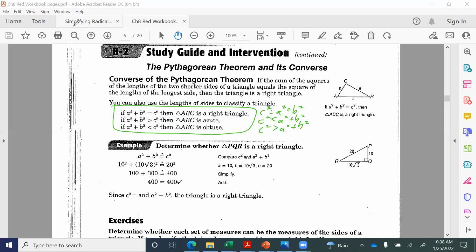Most books tend to write it the opposite way. We usually write it this way. But these are our 3 equations. If the C squared value is less than, it's acute. If the C squared value is equal to, it's right. And if the C squared value is greater than, it's obtuse. Now, let's look at some of the examples down there.